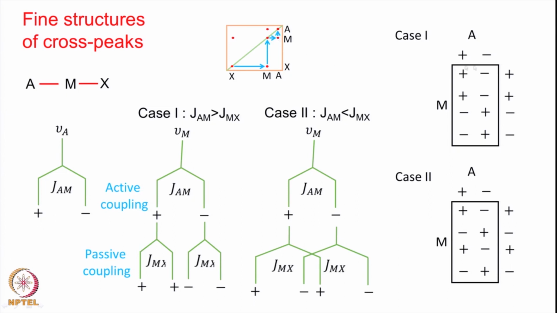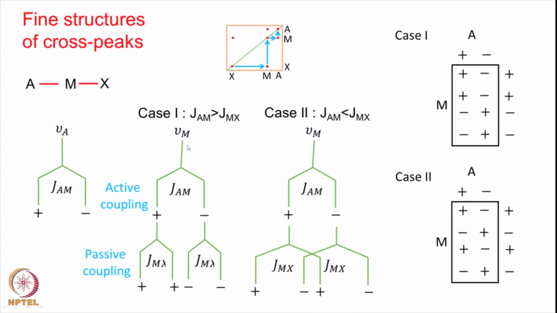Now this cross peak I am blowing up here, and I want to see what is the fine structure inside here. To see this, let us do a simple calculation as can be derived from our experience with the 2 spin system. Let us say this is the chemical shift of the A spin without any coupling, and when there is a coupling, this will split into 2 lines because of the coupling with the M spin, and this is now the active coupling. So this active coupling will produce a plus minus pattern here. And since there is no other coupling to the A spin, this is all we will have for the A spin.